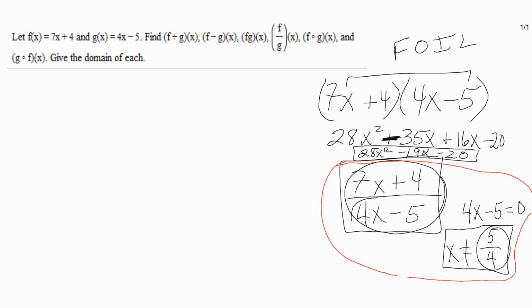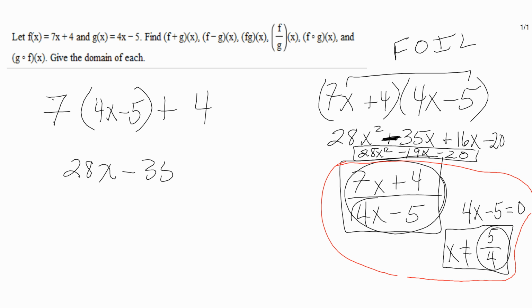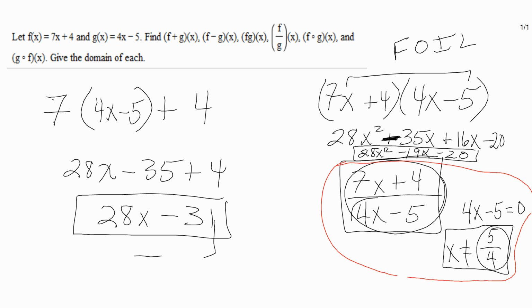So, fog. When you're doing F composed of G, that means you're going to rewrite F with big set for what? Set the parentheses, Hubert. Thank you, class. 7 parentheses plus 4. And what are we going to plug into that parenthesis right there? G. 4x minus 5. And now that's going to be 28x minus 35 plus 4. 28x minus what? 31. And what's the domain of 28x minus 31? All real numbers.